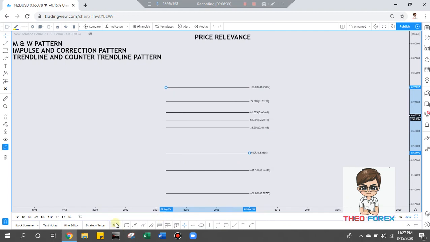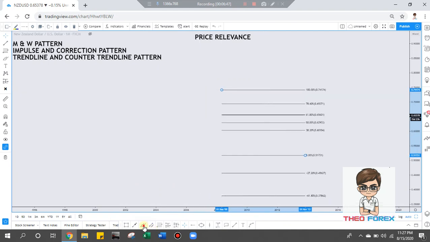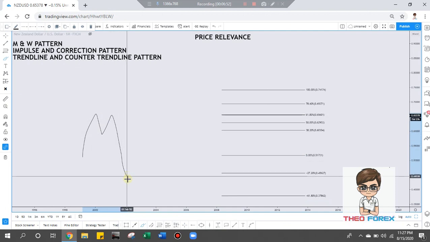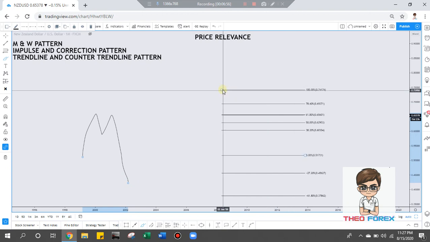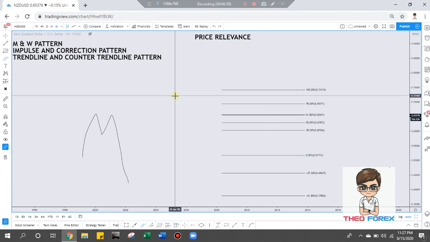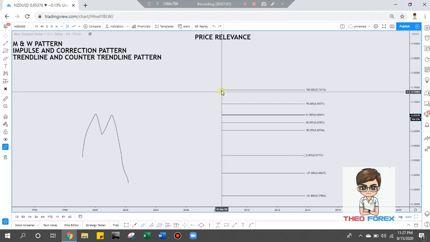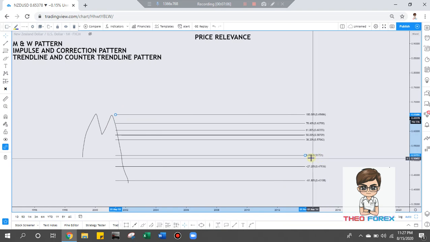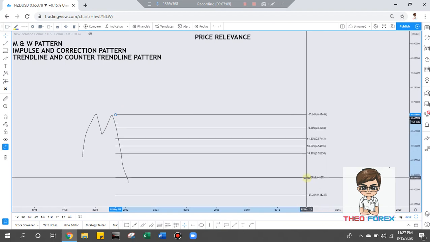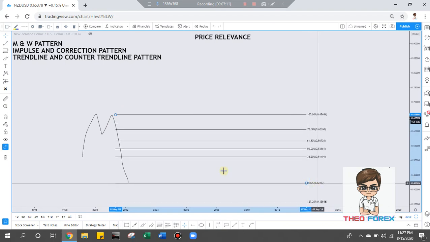Now let's say when this M pattern forms, let me move this aside and let me draw an M pattern. So when an M pattern forms, we have the A leg and the B leg. We take our Fibonacci and place it from the swing high to the swing low of that movement. Then we expect price to reverse off one of these significant levels.